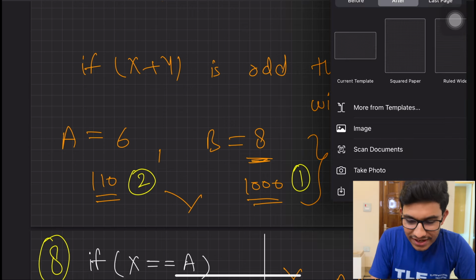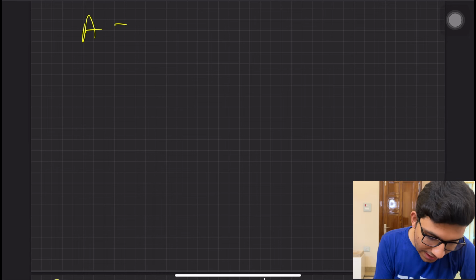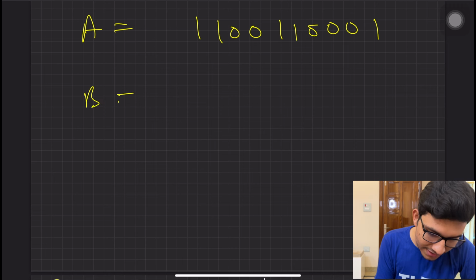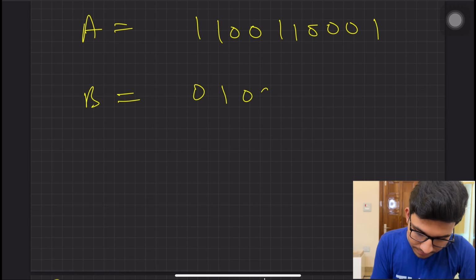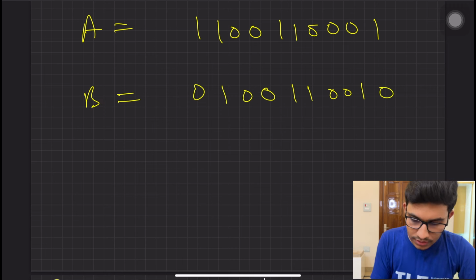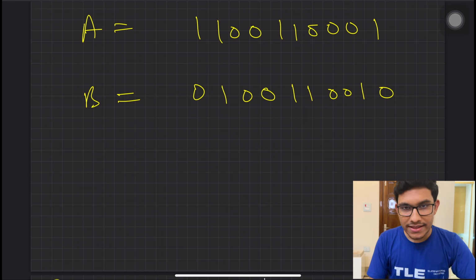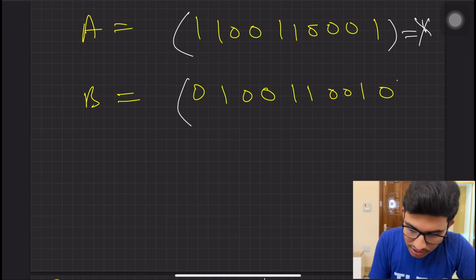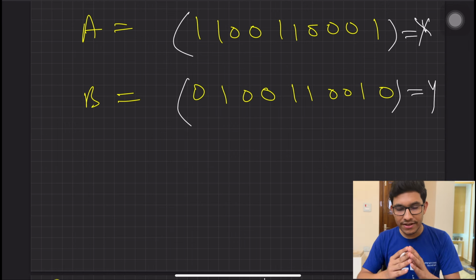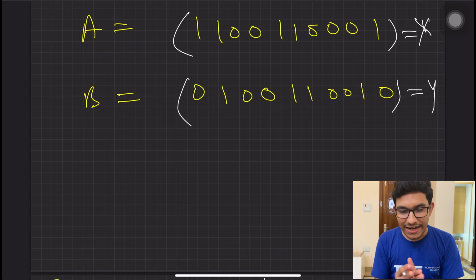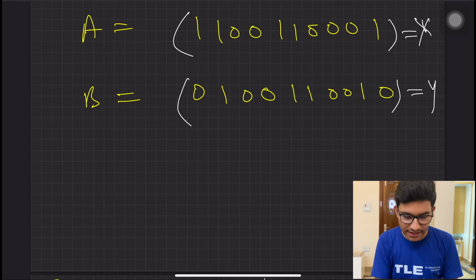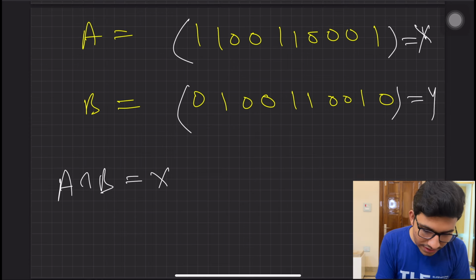Okay, let's try to understand why this works. If A has, let's suppose, some bits, any bits, and if B has some bits, it could be anything. If these are the bits in A and B, let's suppose the total number of bits here is equal to X and the total number of bits here is equal to Y. What happens when you take the XOR of two numbers? Let's suppose there was no collision, basically at no place was there a 1 and 1. What would happen in that case? Then in that case, the total number of set bits in A XOR B will be equal to X plus Y.